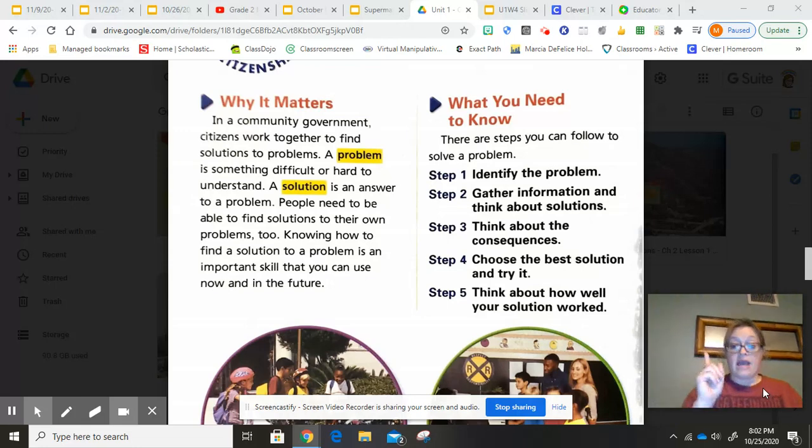Okay, so again, first, what is the problem? Second, what do we know about the problem? Okay, how is it affecting everybody that is having this problem right now? Third, start thinking about some possible solutions that you can do to try to fix this problem. And at the end, let me know which solution you would do.